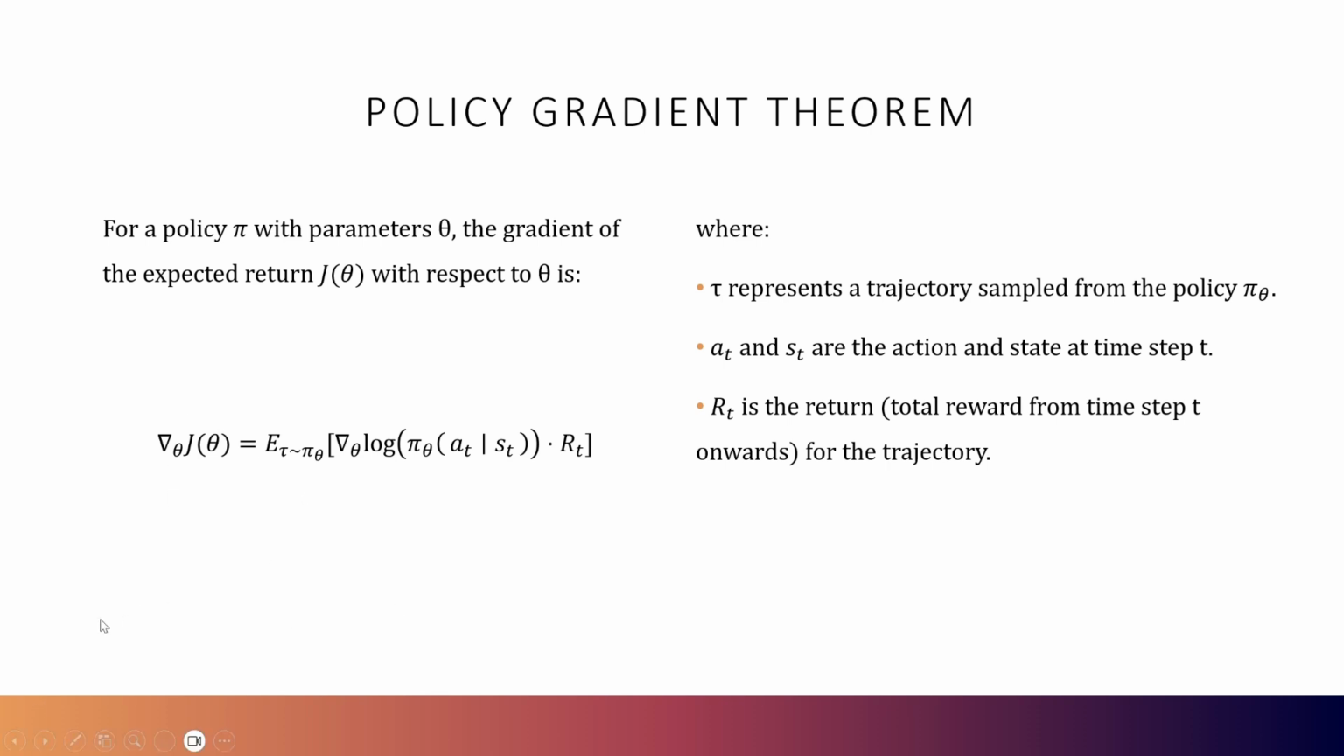So this is our objective. This is the gradient of the objective, and our objective is the expected return. So we'll look at that as well.